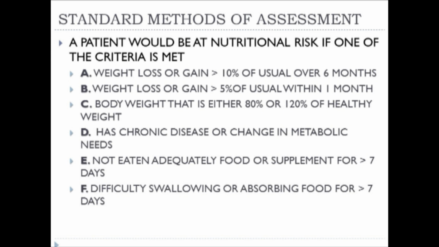Has chronic disease or change in metabolic needs. Changes in metabolic needs could be tied to, for instance, increased trauma or stress or inflammation in the body due to disease processes, and this of course increases the resting energy expenditure. Chronic disease, for example, also does the same thing. Hasn't eaten adequately any food or supplement for more than 7 days puts the patient at risk, and a patient with difficulty swallowing or absorbing food for more than 7 days. So when you're assessing a patient, if any one of these criteria emerge in your assessment, then automatically the patient is at nutritional risk.